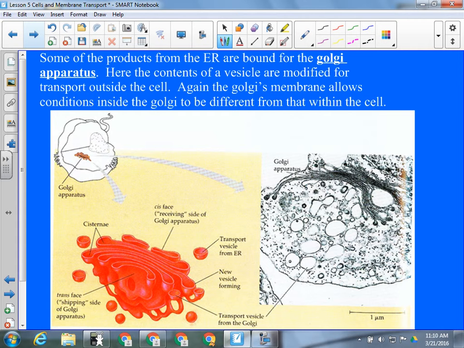All right. So next thing, Golgi apparatus. We said the main job.